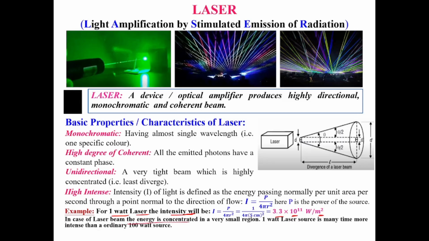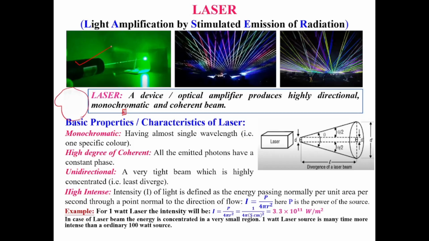In a laser beam, all the energy is concentrated in a very small region, but in ordinary light it is spread in all directions. That is the basic difference. A 1 watt laser source is many times more intense than an ordinary 100-watt source, because ordinary light spreads all the way. Per unit area, less light passes for the ordinary source compared with the laser. Whatever light is emitted from the ordinary source is diverged in all directions, so in the same area less energy is propagated. The ordinary light is less intense compared with the laser.